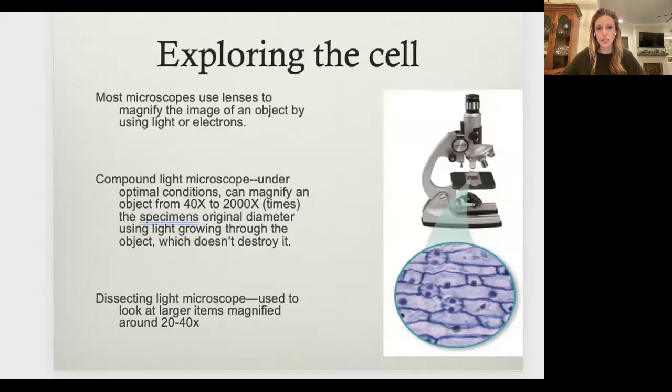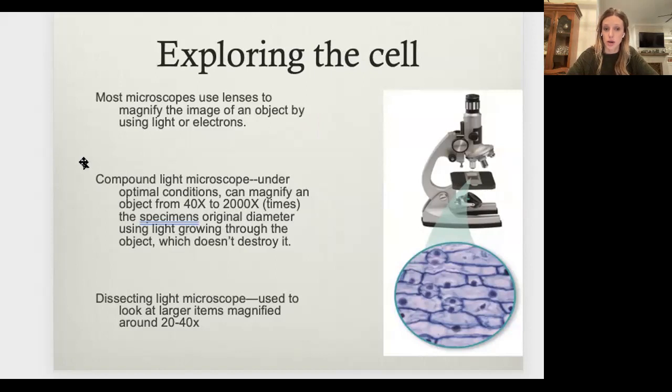So basically, these are the different types of microscopes. Okay. So it says most microscopes use lenses to magnify an image of an object by using light or electrons. So on the microscope right here, the light source is either going to shoot light or shoot electrons through your specimen in order for you to view it. Okay. So two types of microscopes.